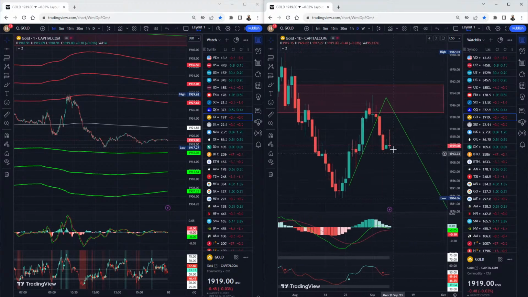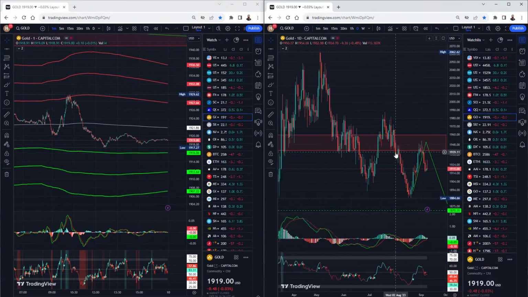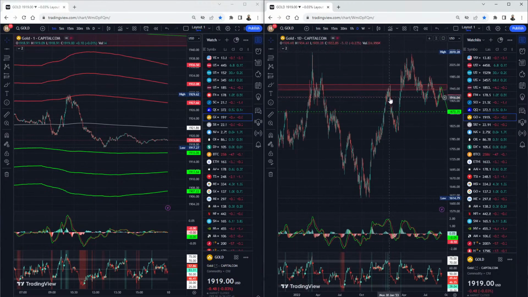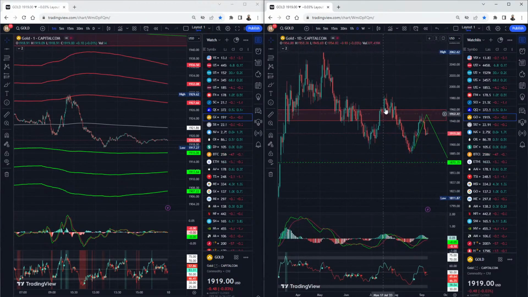1916 and below, look to buy. So if it comes to 1916, look to buy. And it is facing resistance. On a daily chart you can see it was in a big resistance zone. It broke out, came back, met resistance here, and now again it's not able to go above that.